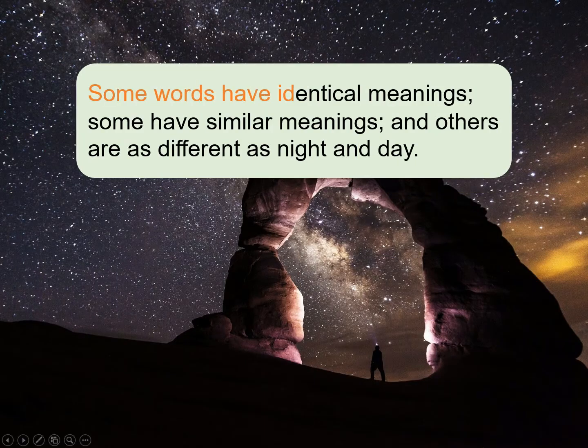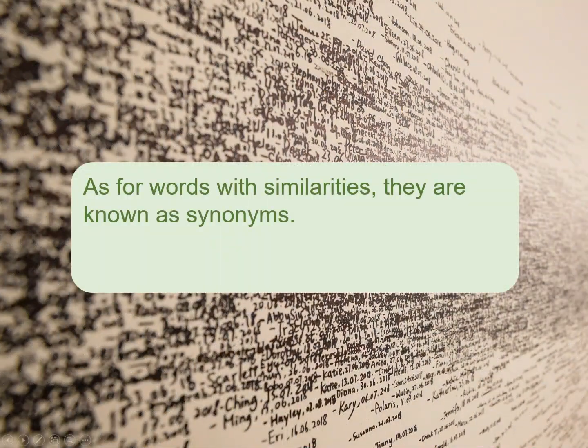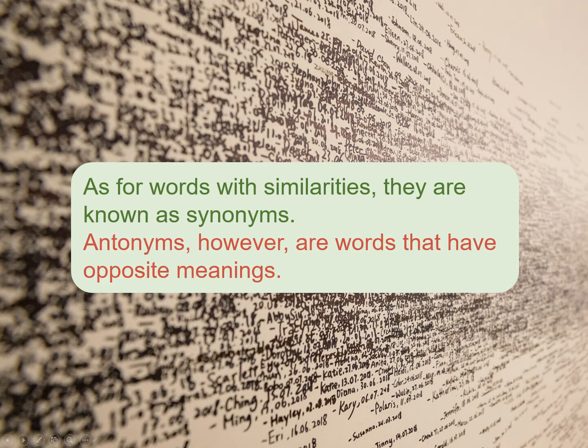Some words have identical meanings. Some have similar meanings, and others are as different as night and day. As for words with similarities, they are known as synonyms. Antonyms, however, are words that have opposite meanings.